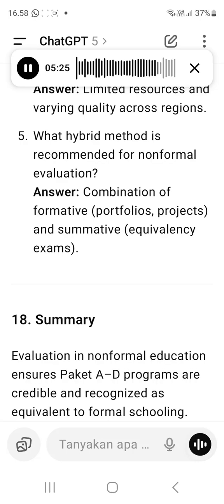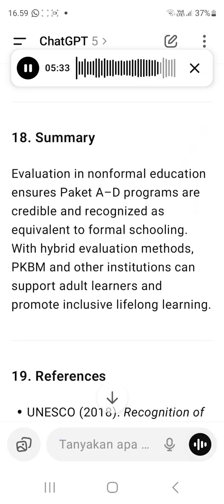5. What hybrid method is recommended for non-formal evaluation? Answer: combination of formative, portfolios, projects, and summative equivalency exams.